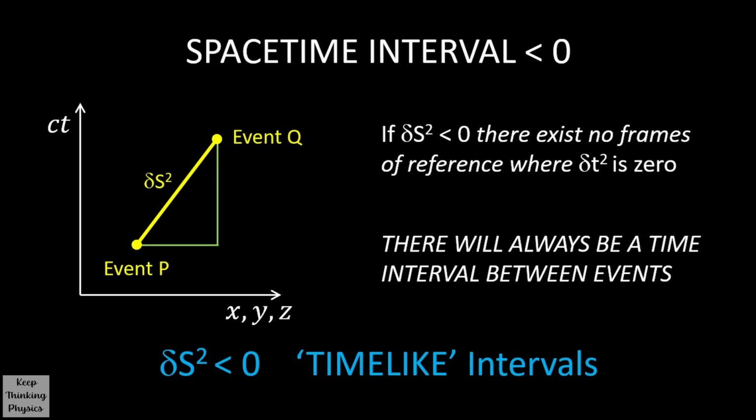In all cases, when ds squared is less than 0, there will always be some positive time interval, delta t, and so this case of ds squared being less than 0 defines what are known as time-like intervals.